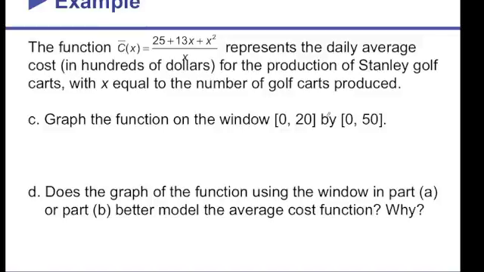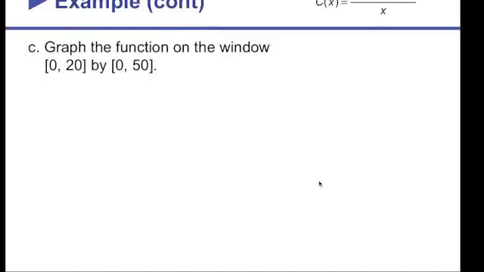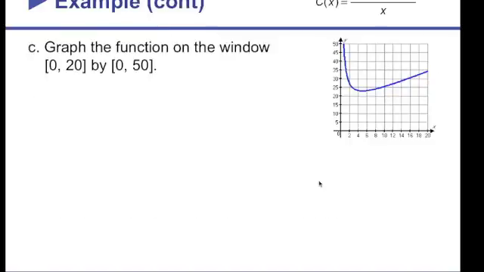Next, they ask us to graph it on a different window. And why would we change this window? Does the graph in window part A or part B be a better model, and why? Well, let's see what that graph looks like also. Oh, now we only have it in this quadrant. X is positive and Y is positive.